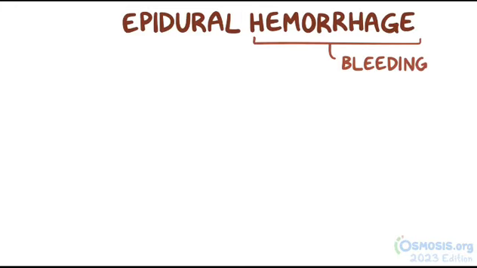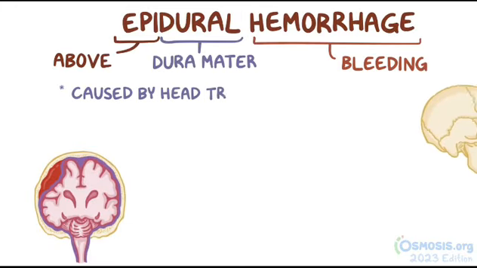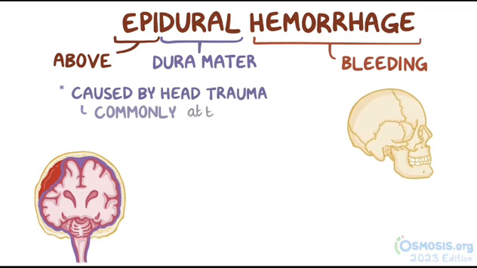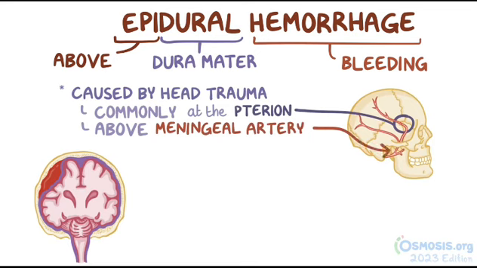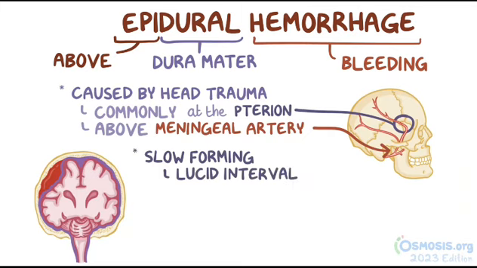Alright, as a quick recap, an epidural hemorrhage is a bleeding above the dura mater caused by a head trauma, most commonly in the temporal region called pterion, which lies above the middle meningeal artery. A slow-forming epidural hemorrhage can cause a lucid interval where a person initially seems to improve before deteriorating again.